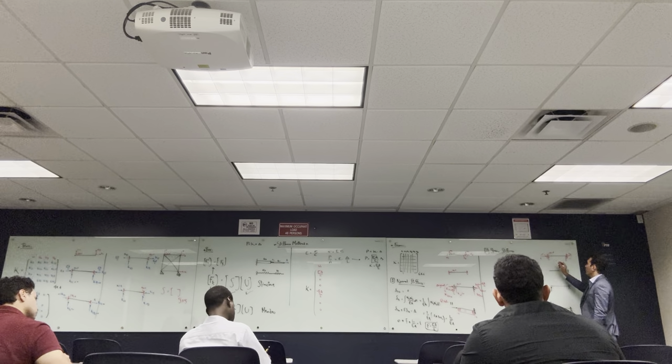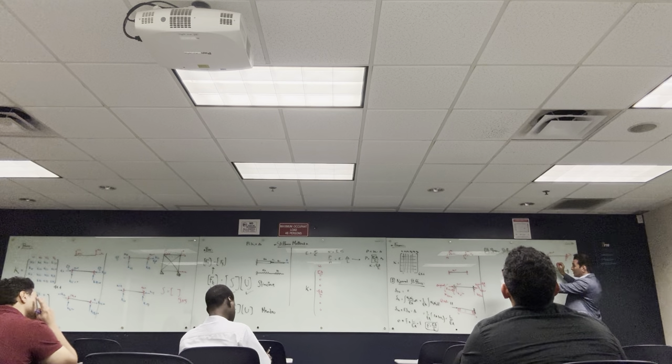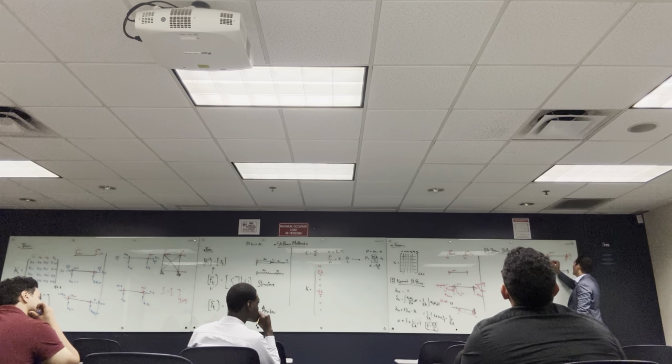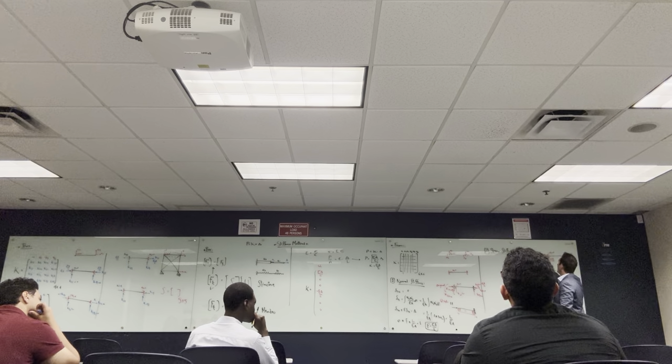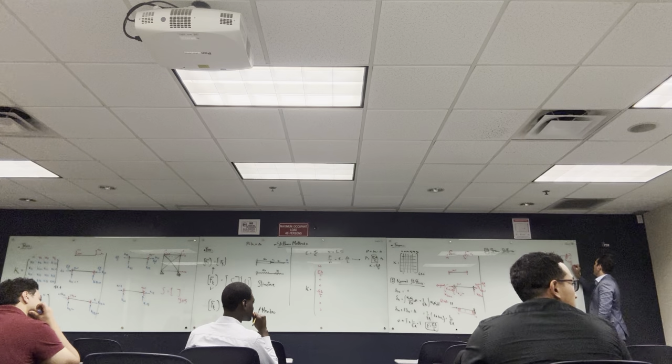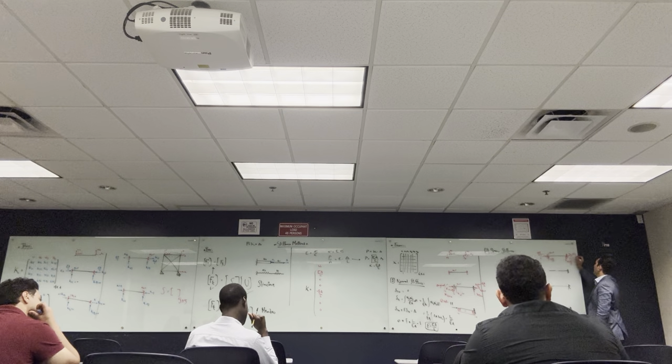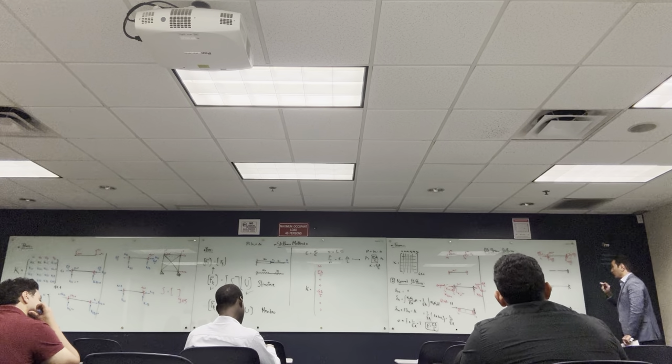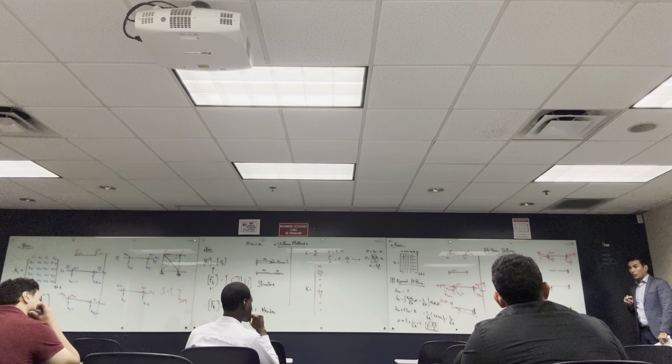Actually, as far as I remember, because I have worked with this stiffness matrix a lot, I believe this is 12 EI over L cubed, and this one is 6 EI over L squared. Same thing here, 12 EI over L cubed, and this is 6 EI over L squared. So let's find out if these numbers are right or wrong, okay?